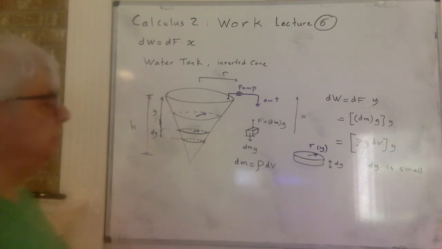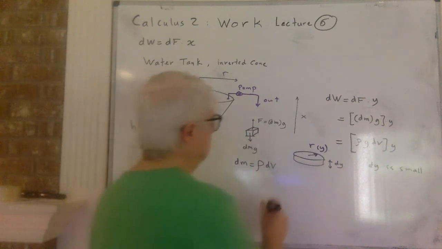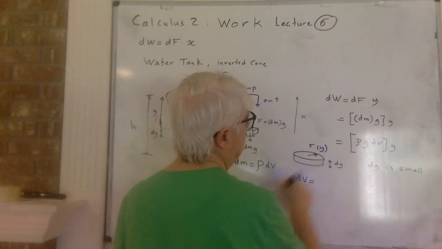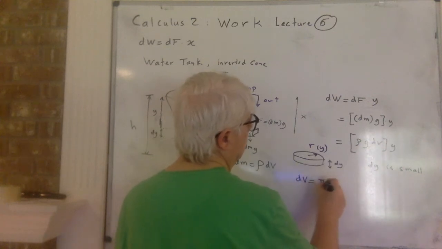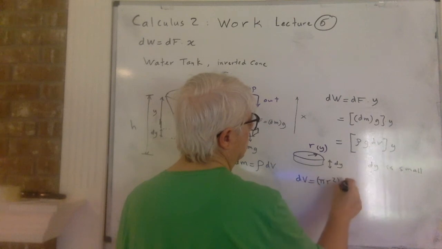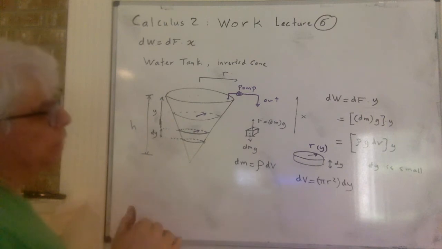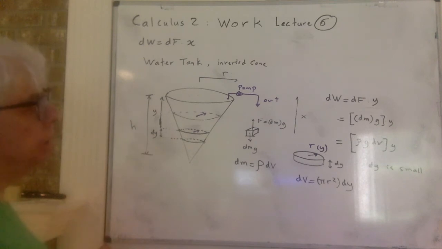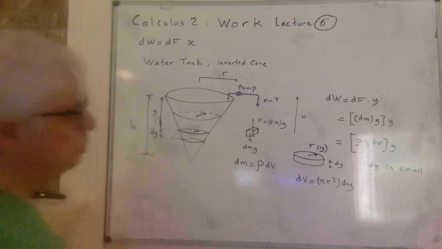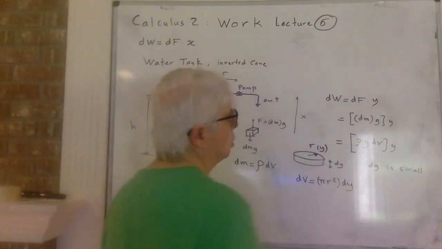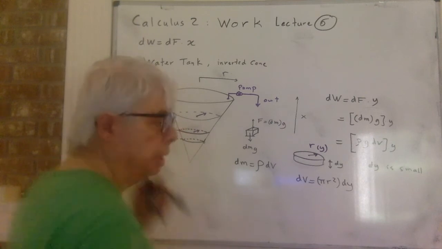So the dv, in fact, in this situation is simply pi r squared dy. Pi r squared is the area of the base. Remember, volume of cylinder is area of the base times height. Area of the base is pi r squared, and the height is dy. That's it. So I have dv. I have dv, and I just plug in here and integrate.